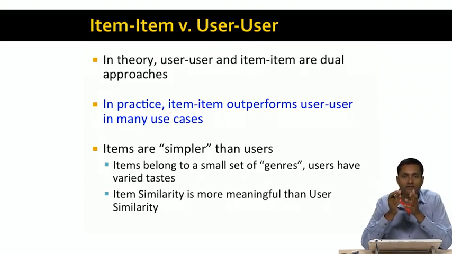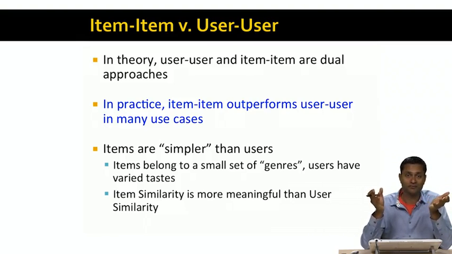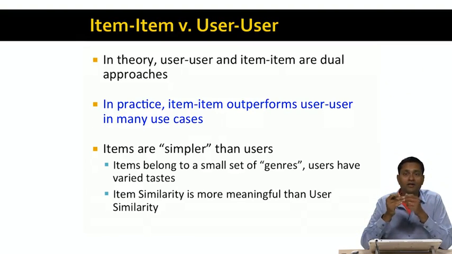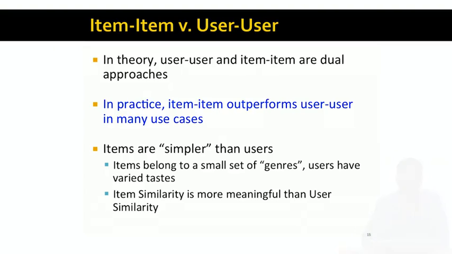So the same user might like, for example, Baroque classical music and acid rock. These two are very different genres, but the same user might actually like both. But it's very rare that an item would belong to both these genres of music. Therefore, the notion of item similarity is inherently more meaningful than the notion of user similarity. And that's why item-to-item collaborative filtering works much better than user-to-user collaborative filtering for most use cases.